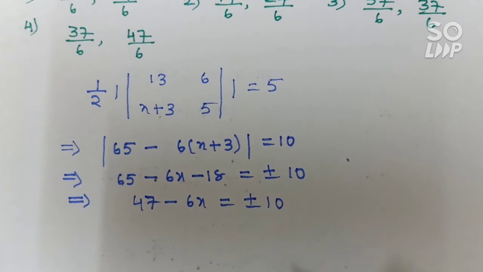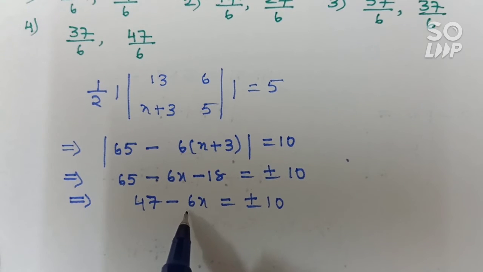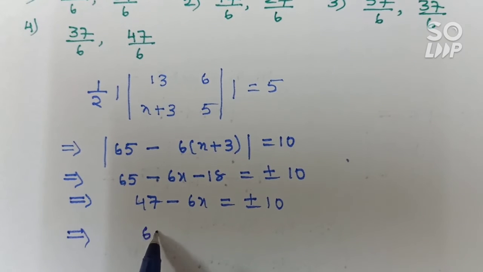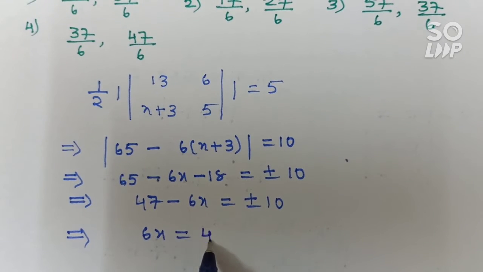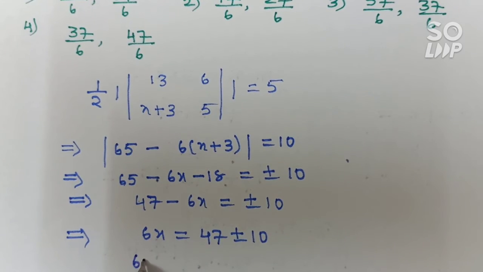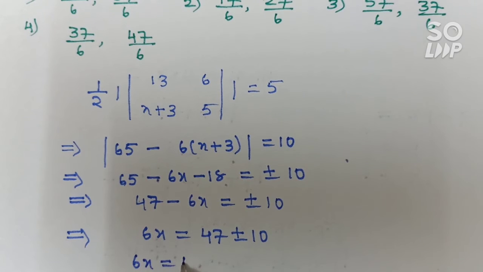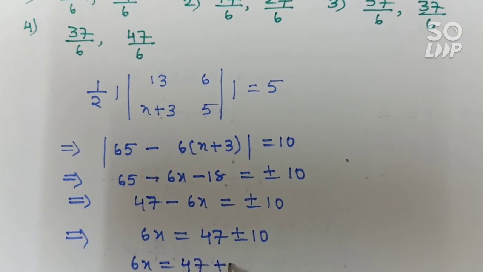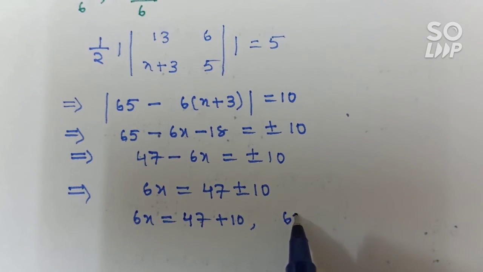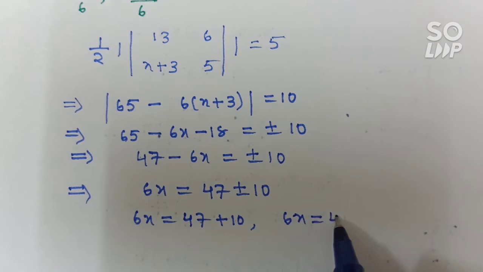So now you get plus or minus 10 on the left hand side, minus 6x on the right hand side. Now it becomes 6x is equal to 47 plus or minus 10. Once you take 47 plus 10, that is 57. So the 6x value will be equal to 47 plus 10, and the other case is 47 minus 10.